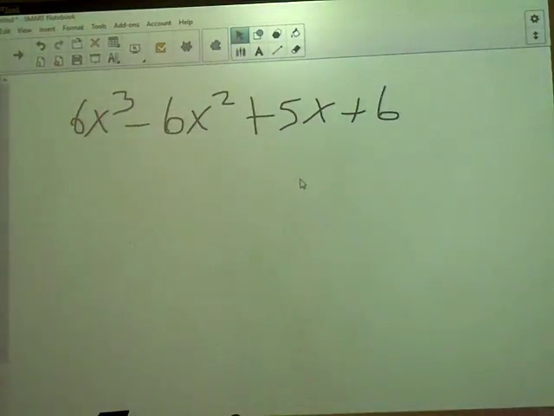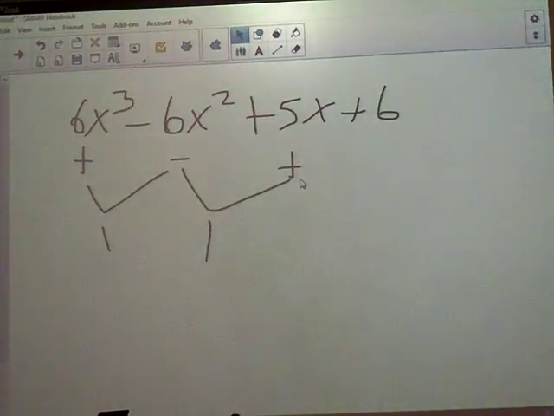So this thing starts off with 6x cubed, which is a positive 6x cubed. So I'm just going to put a little positive underneath that. Then the next term is negative 6x squared. Okay, so it went from a positive to a negative, so it changed there. So I'm going to say so far there's been one sign change. Okay, then the next term after the negative 6x squared is a 5x, and that's a positive. So here it went from a negative to a positive. That's different. So there's been another sign change.